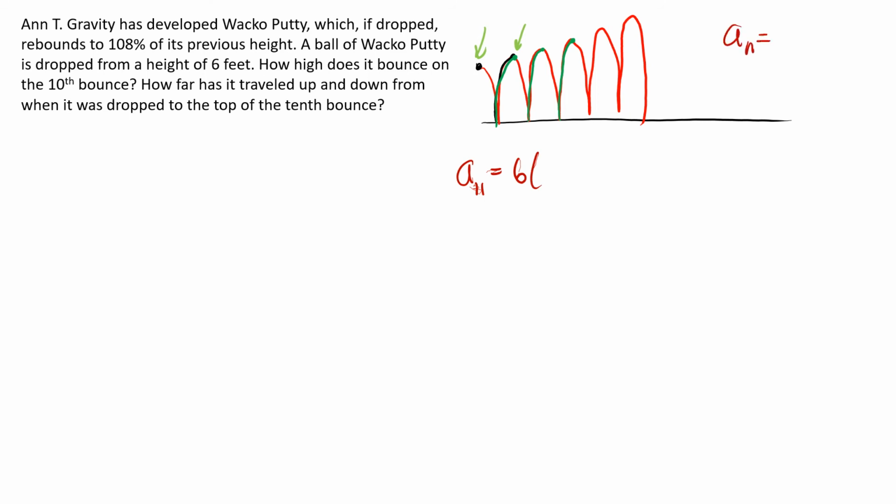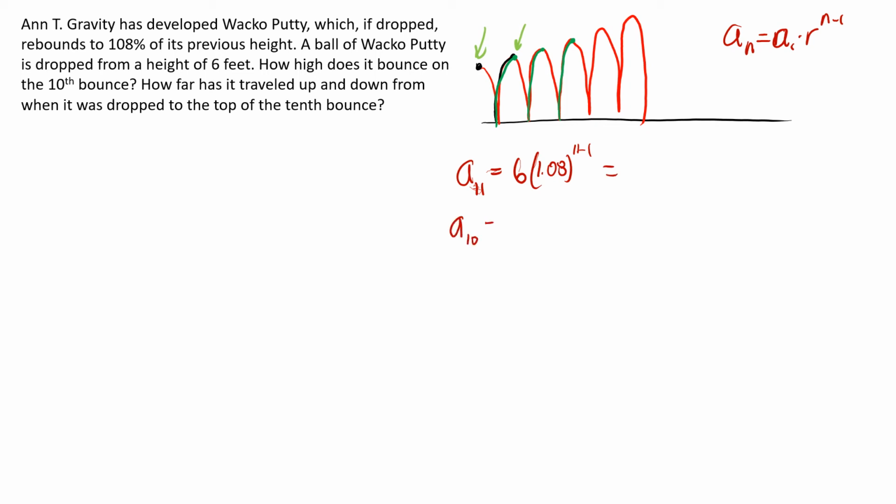A sub n is equal to r, a sub 1 times r to the n minus 1 power. That's the formula we're using here. So in this case, a sub 11, where 6 would be our first height, is equal to the common ratio, which would be 1.08, because 108% is 1.08, to the power of 11 minus 1. So that's going to be something. And then what I'm saying is that will be the same thing as this.